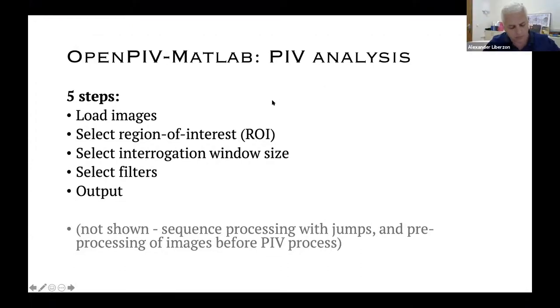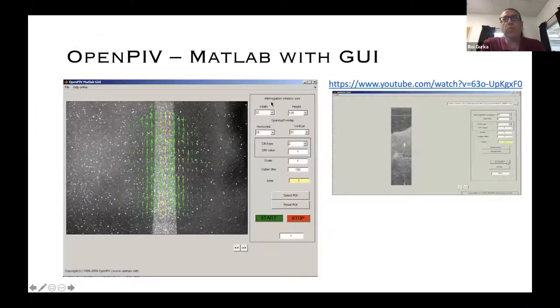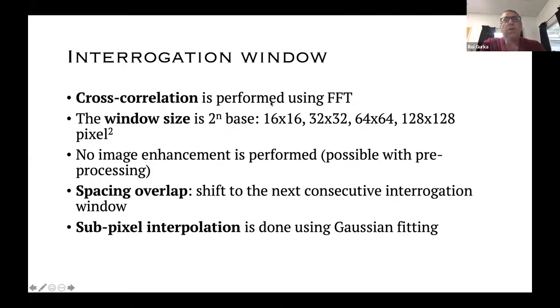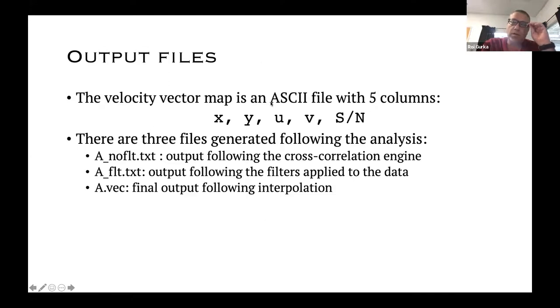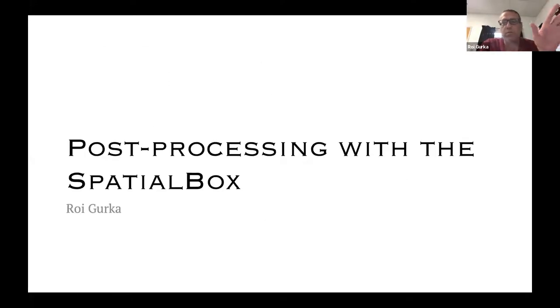Once the data is now saved, and we have moved from image-based data to physical-based data, which is the velocity maps, the next step is what do we do with them? So we are done pretty much with the PIV so-called analysis, and we want to move to the PIV post-analysis.